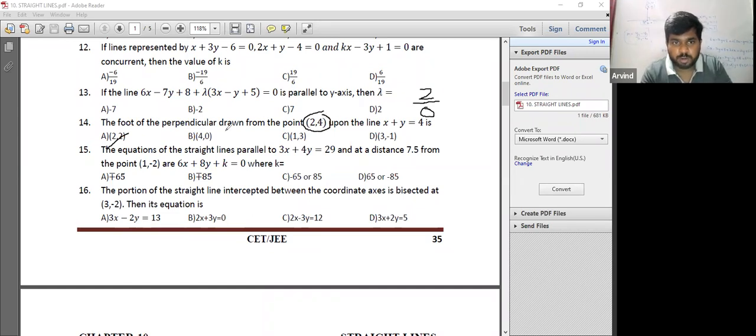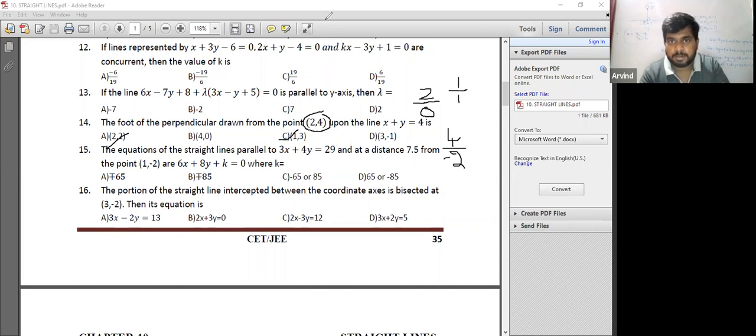Next, in the same way, for this point and B, y2 minus y1, 4 minus 0 is 4, divided by x2 minus x1, x2 is 2, this is 4, 2 minus 4 is -2. So 4 by -2 comes, which is not equal to 1. So option B is wrong. Let's go to option C. 4 minus 3 is 1, y2 minus y1, x2 minus x1 we have to do. 2 minus 1 is 1. So 1 by 1 comes, which is equal to 1. So therefore this is the correct option.